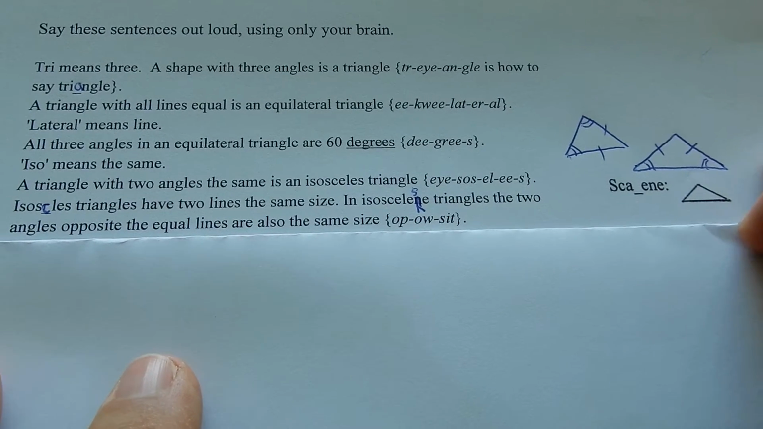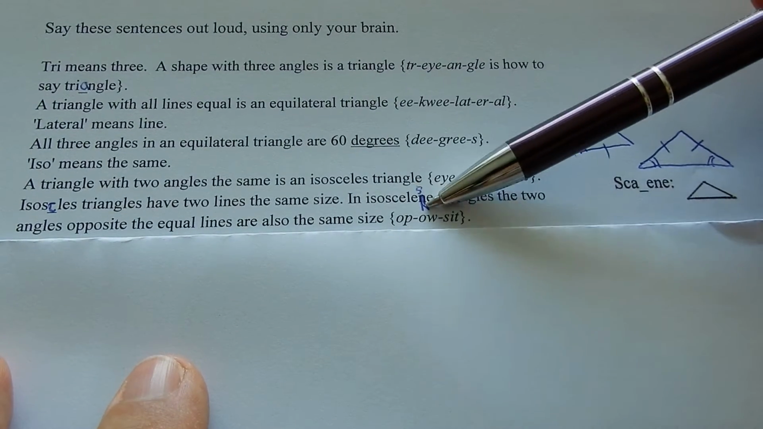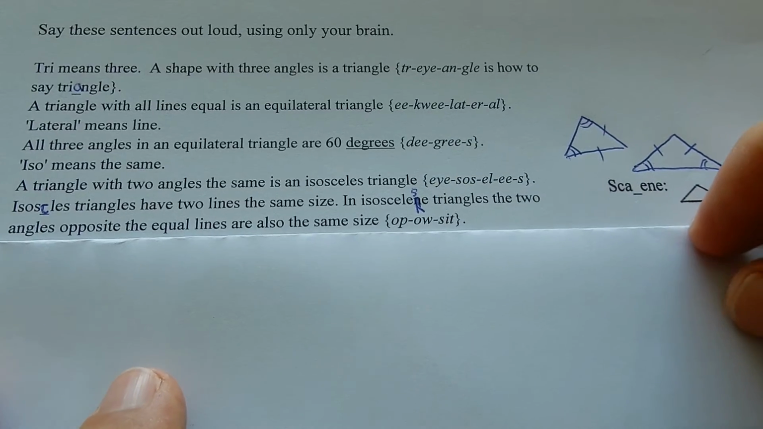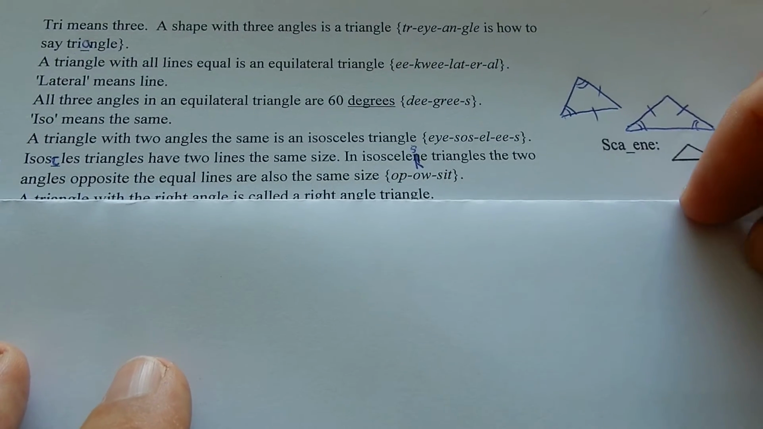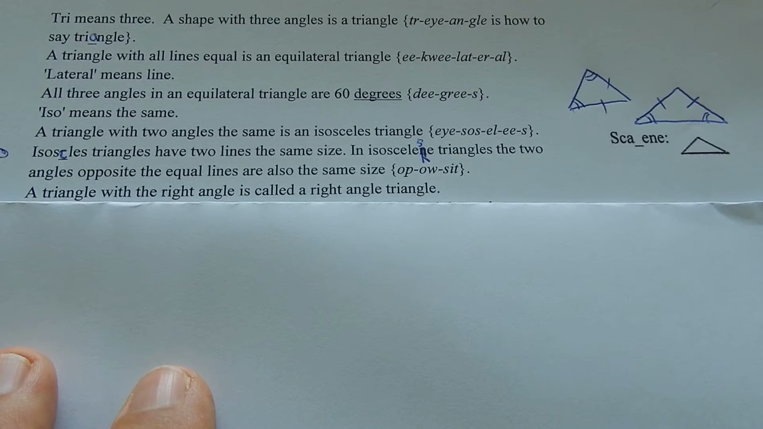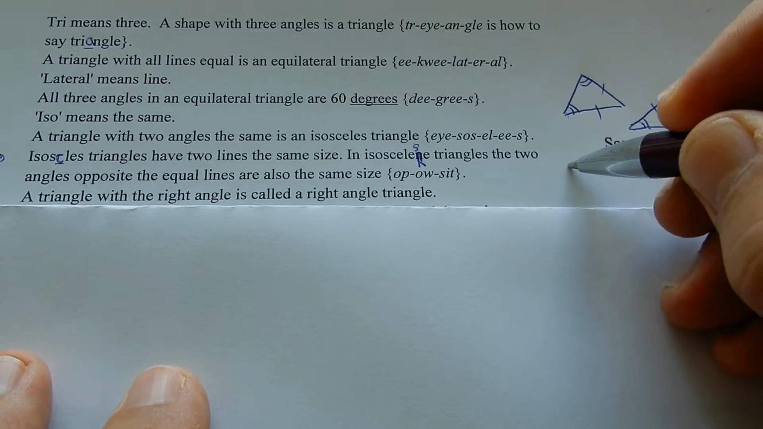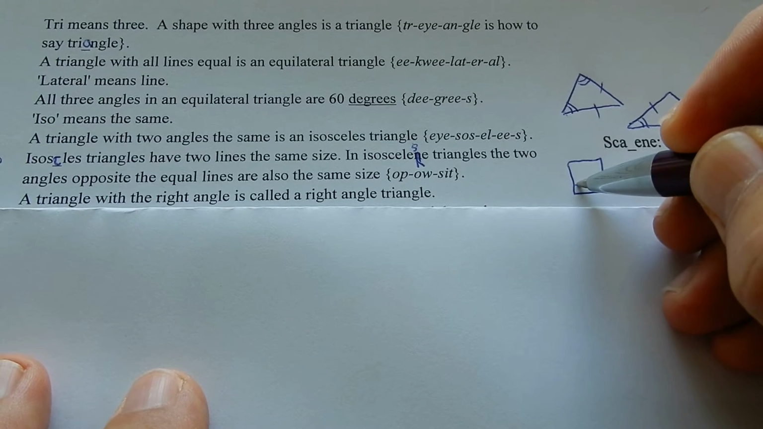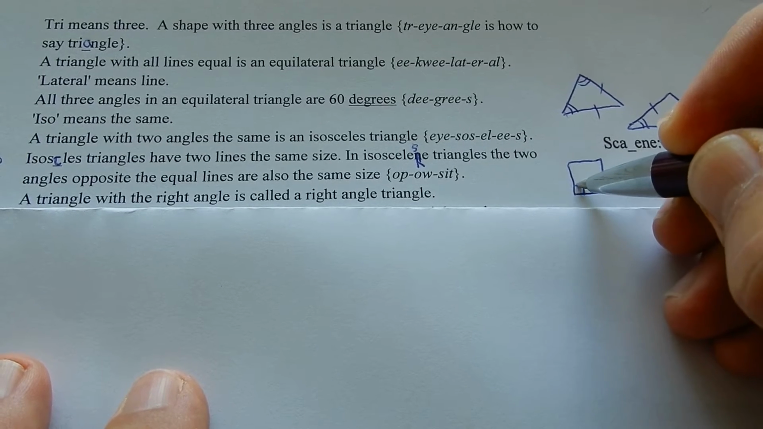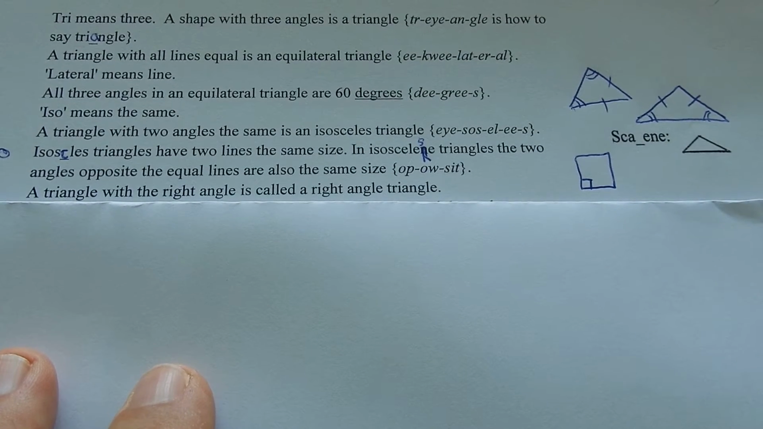There's one more. Opposite. A triangle with a right angle. No, there's more than one more. A triangle with a right angle is called a right angle triangle. It's the right angle for a square or a rectangle. It's this angle here, and that's the symbol for a right angle.